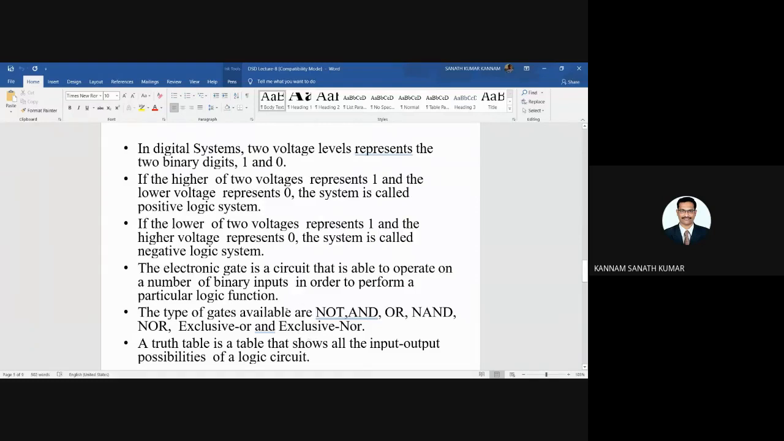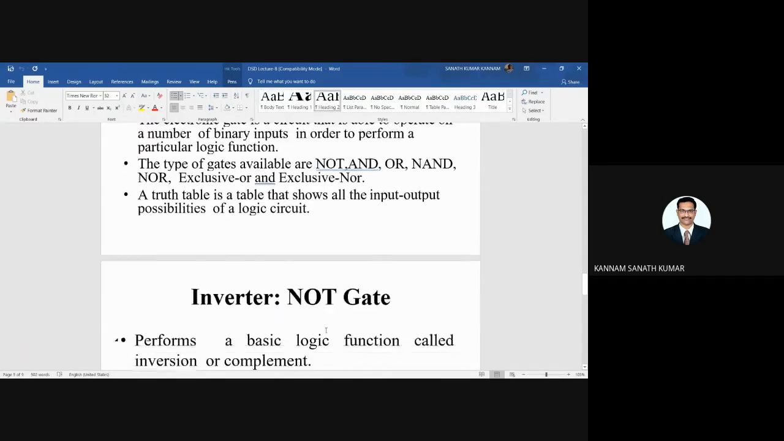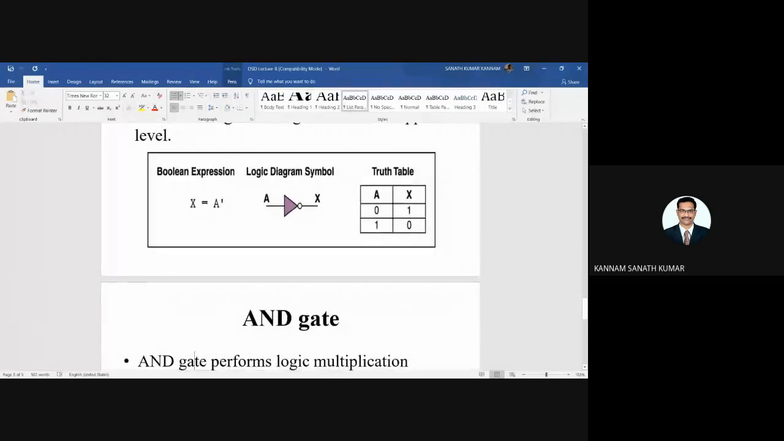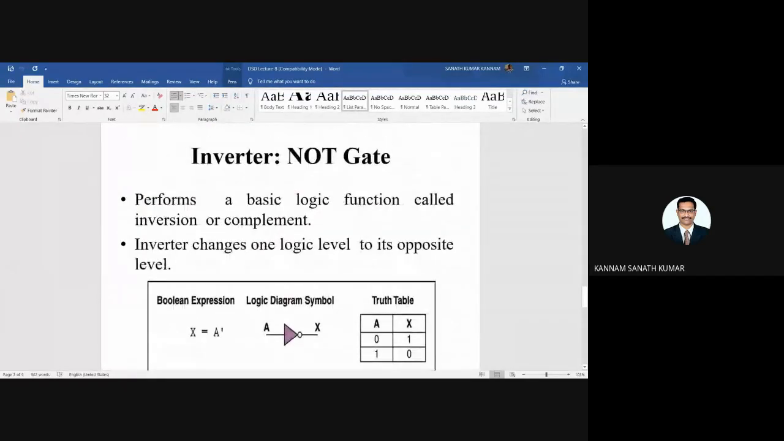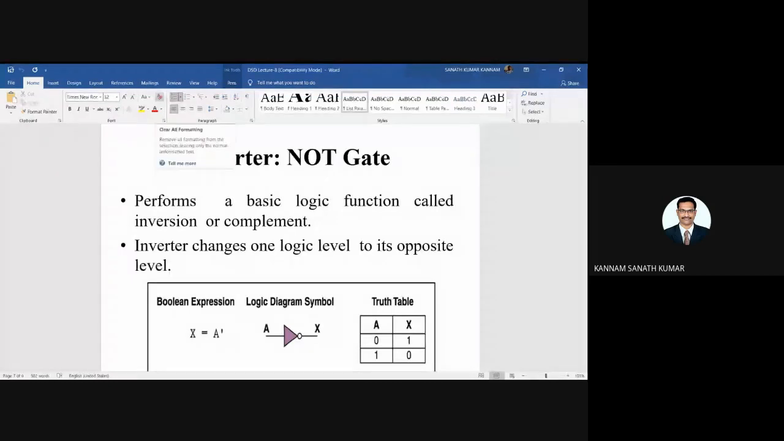A truth table is a table that shows all input possibilities of a logic circuit. That means for all input possibilities of the logic circuit, you get the output. From the truth table, we can see the functionality of a logic gate. First, we will see the inverter gate, the NOT gate, which performs inversion or complement.